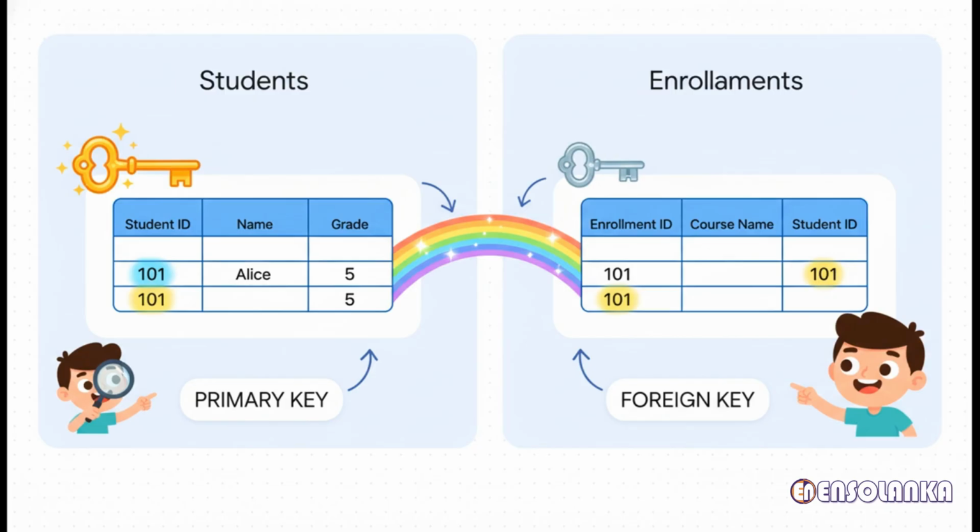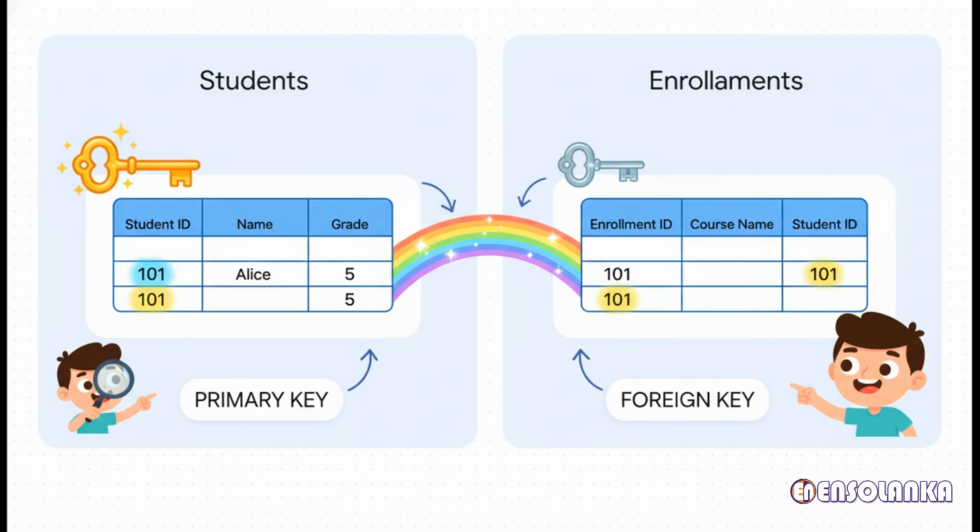First, you have a primary key. That's the unique ID for a record in its own table. So the student ID in the students table is a primary key. Then you have the foreign key. That's the bridge. It's basically a copy of a primary key from one table that you put in another table to create that link.